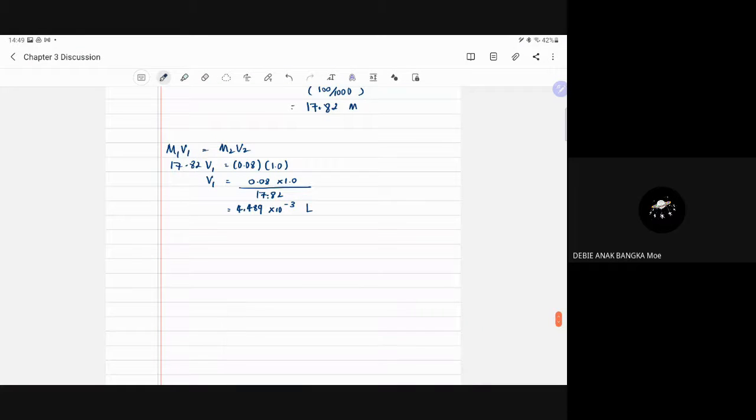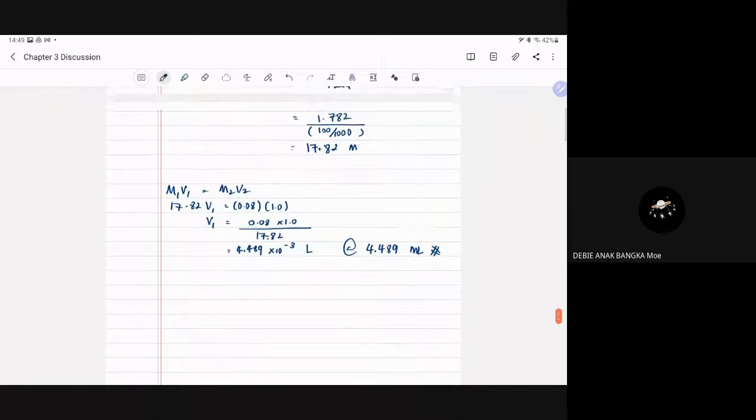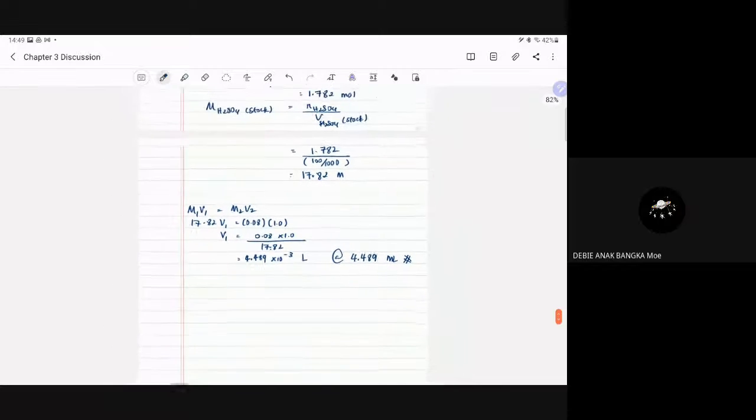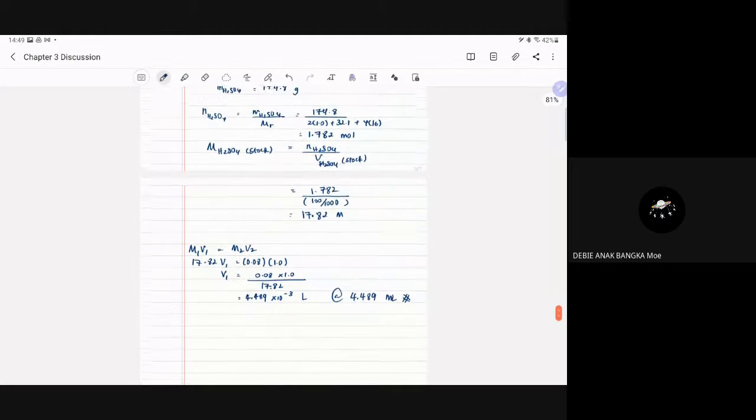Ataupun kalau kita nak tukar kepada ml, darab dengan 1000 kita akan dapat 4.489 ml. So itulah jawapan dia. Saya jawab soalan tak, Debbie? Jelas ke? Yes, jelas sir.